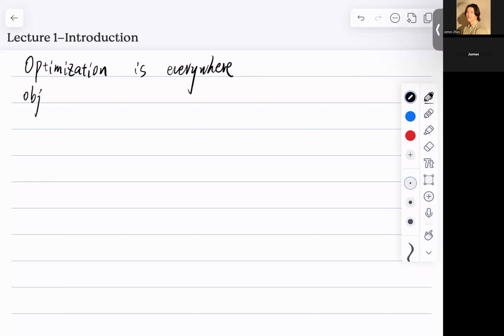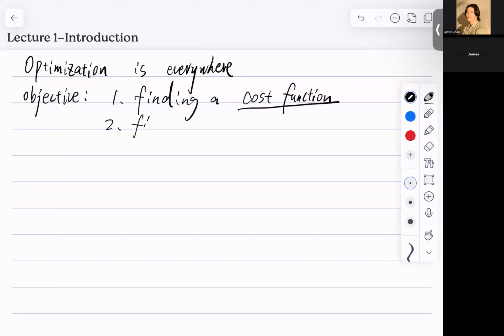Our objective is to first find a cost function. And here we define what is being minimized or maximized there. And the second thing we want to do is we want to find the minimum or the maximum to solve this problem.